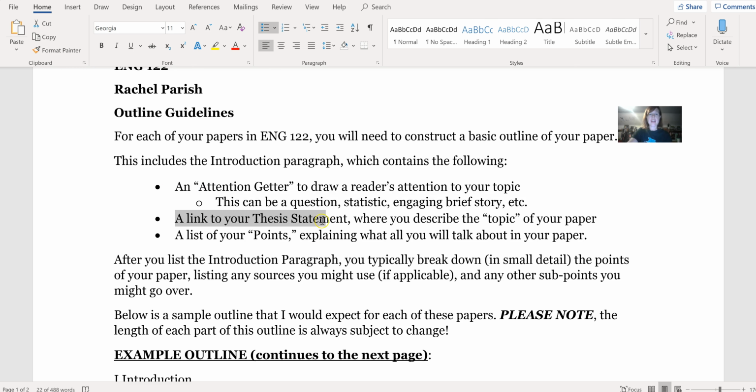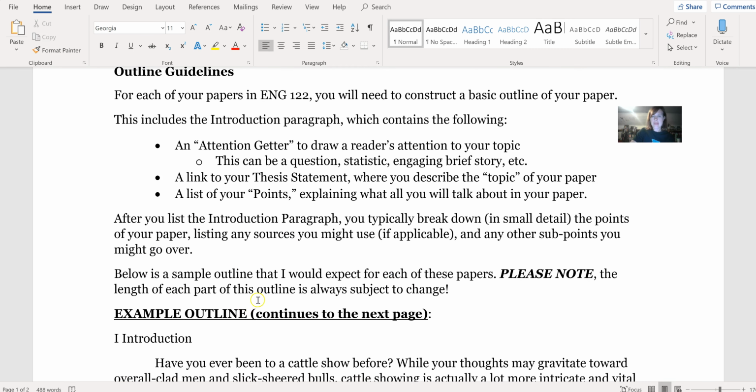You need to somehow link to your thesis, which is the topic of the paper. For the creative writing option, you have a lot more freedom with this. You don't have to come out and say, this is a story about redemption. You don't have to do that. You've got a little more freedom. But if you're doing an analysis of a short story, then by the end of your first paragraph, you should outline and say, here's the point that this whole paper is trying to make. I'm going to analyze this story and prove my points via A, B, and C, which I've posted here.